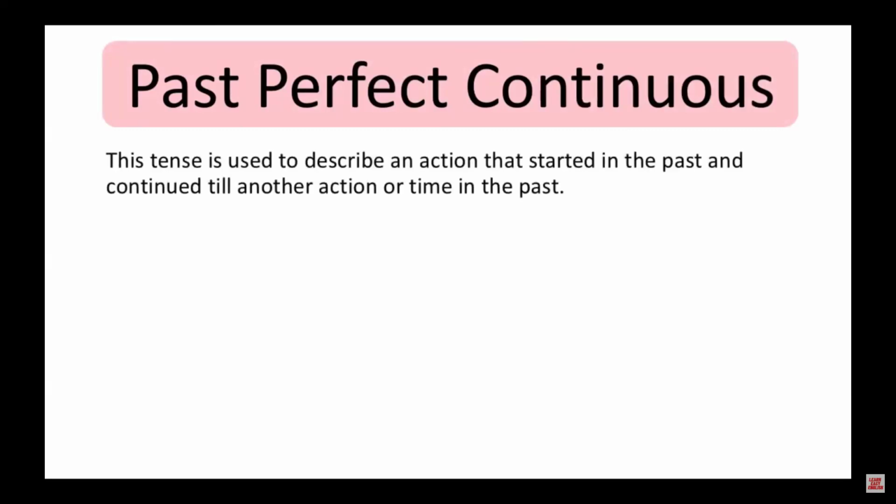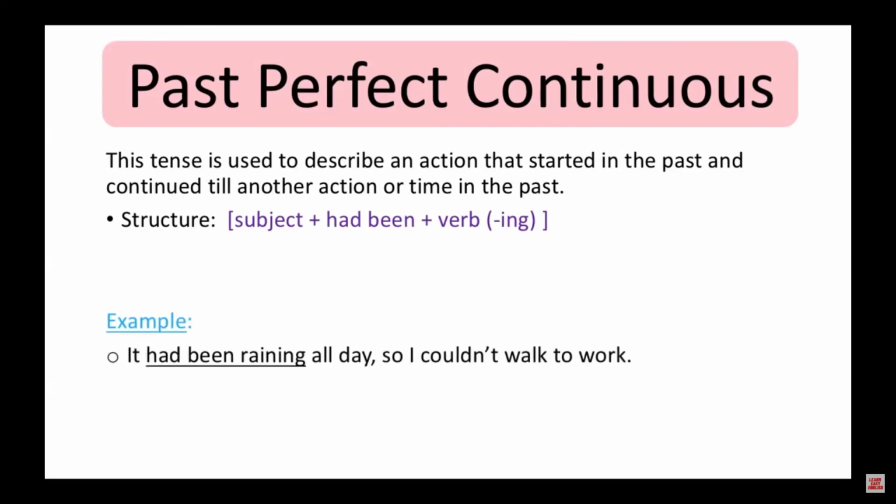Past perfect continuous. This tense is used to describe an action that started in the past and continued till another action or time in the past. The structure is the subject plus had been plus a verb ending in ing. For example, it had been raining all day, so I couldn't walk to work.